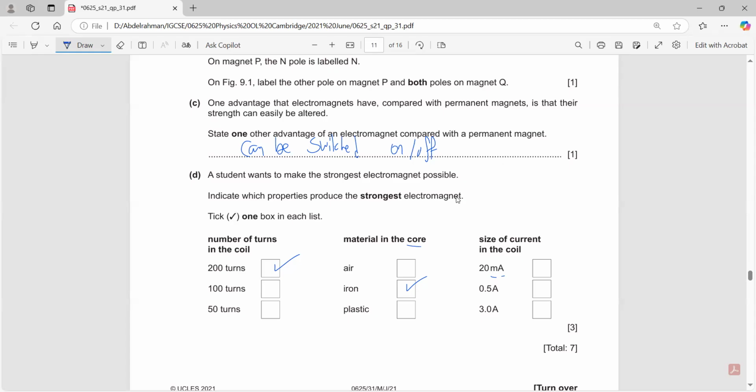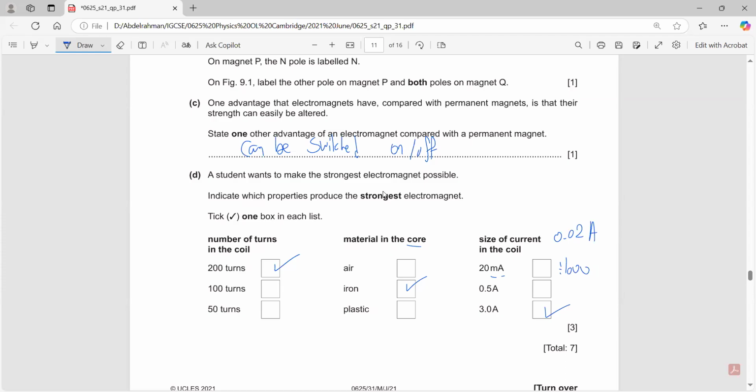It's not meter ampere. It's milliampere. Milli means that you need to divide by 1000. Milliamperes, millivolts, milliseconds, milli whatever, you need to divide by 1000. So actually this is 0.02 amperes. It's not 20, it's 0.02 amperes. So actually the largest current would be 3 amperes.